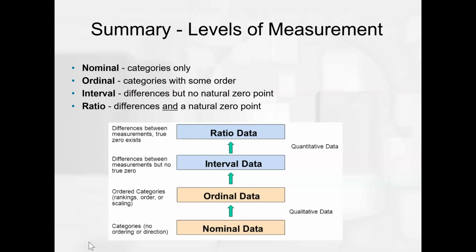Remember, nominal, categories only. Ordinal, categories with some order. Interval, differences can be found but no natural zero. And ratio, differences can be found and there is a zero as a starting point.